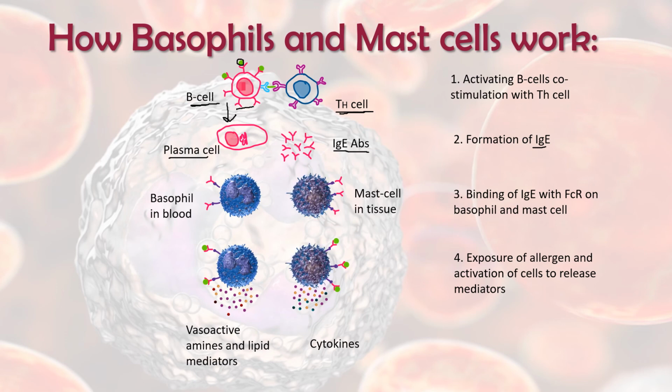After that, there is a binding of IgE with Fc receptors on the basophil and mast cells. We know that basophils are present in blood and mast cells are present in the connective tissues, and they also have Fc receptors on their surface. So this IgE is going to bind with the Fc receptors on the basophil inside blood, and the Fc receptors on the mast cell are going to bind to the IgE.